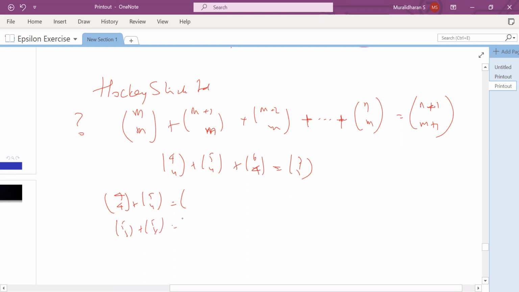We get 6 choose 5. And that 6 choose 5 we add to 6 choose 4. We get 7 choose 5. And on and on and on. It keeps continuing. That's one way of doing that.